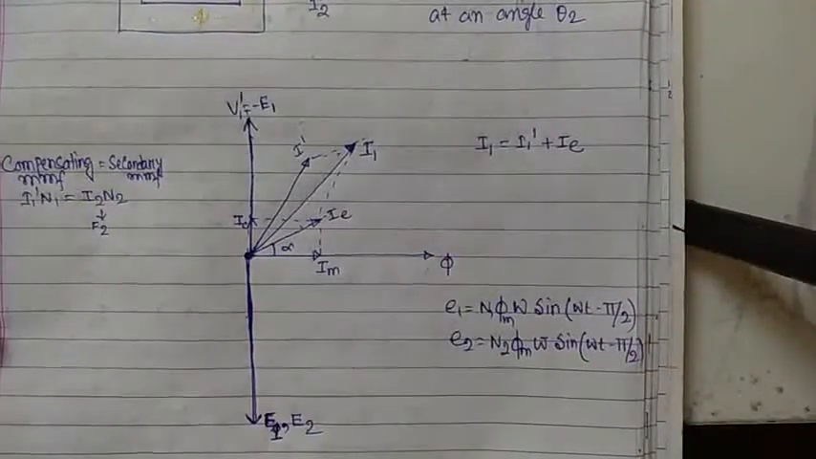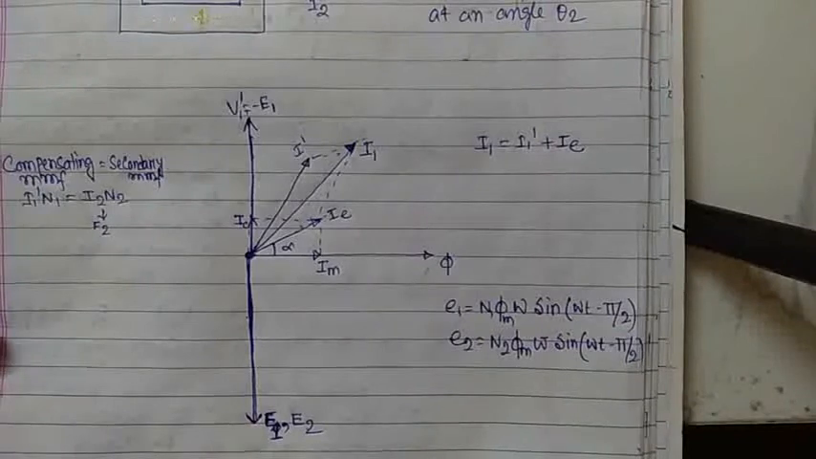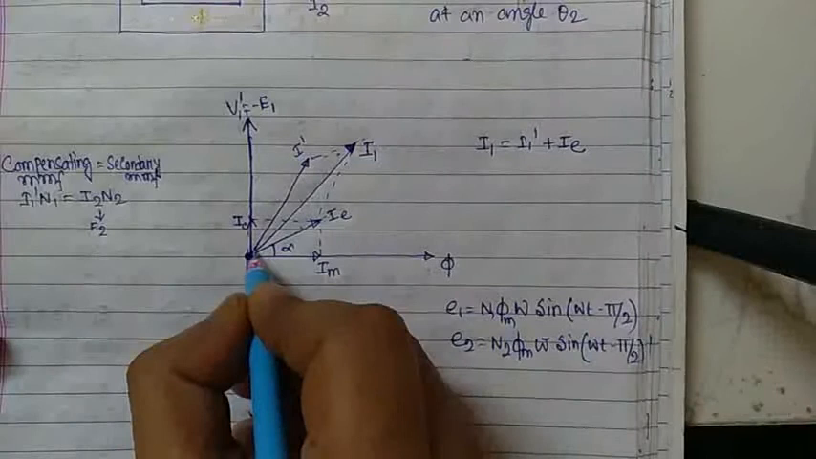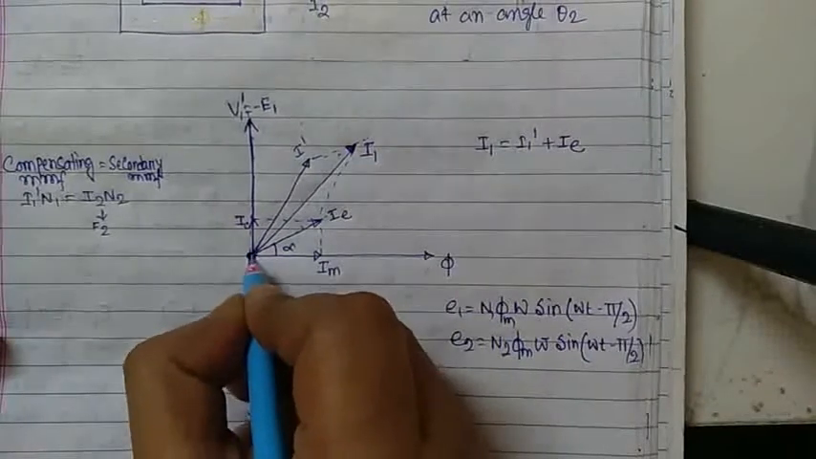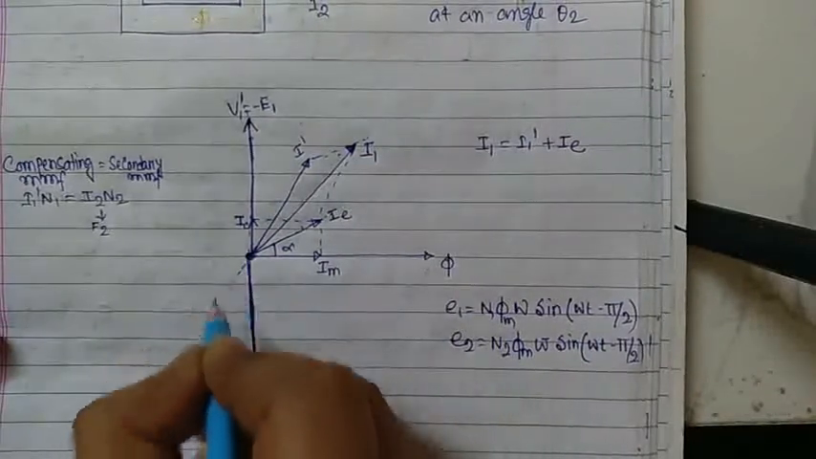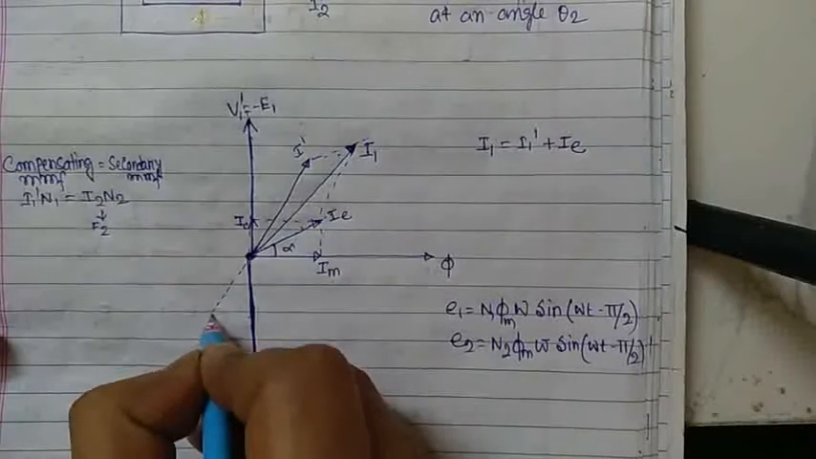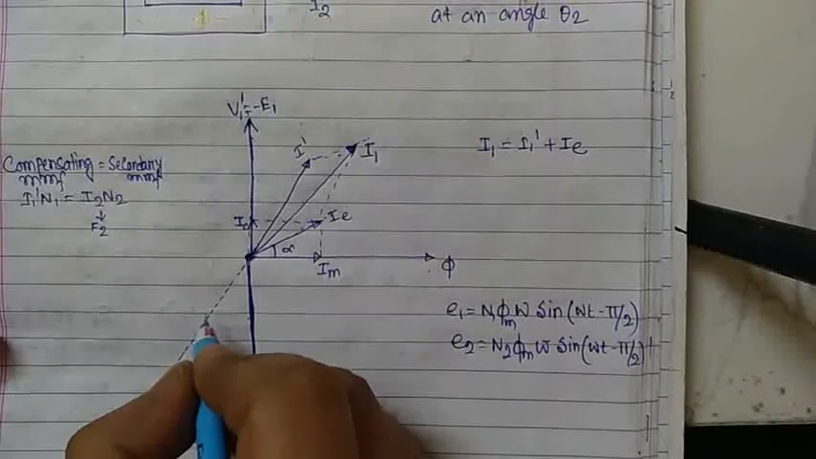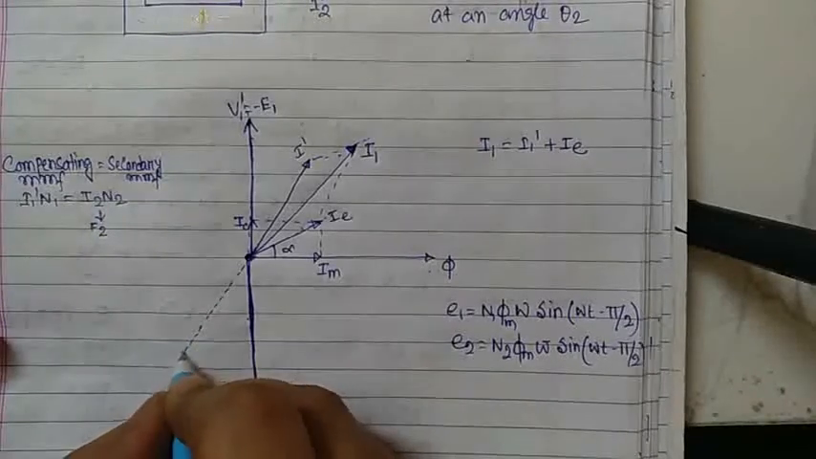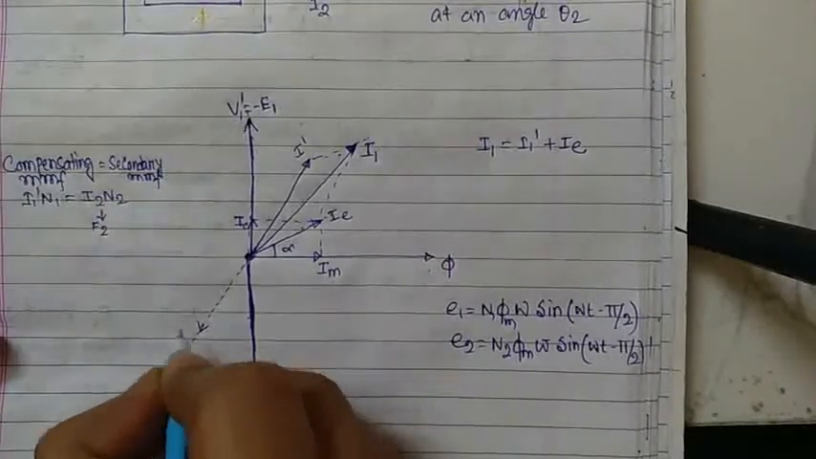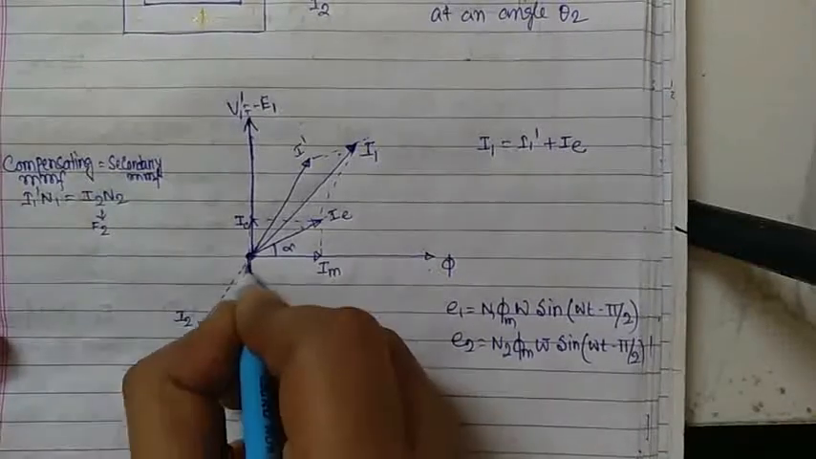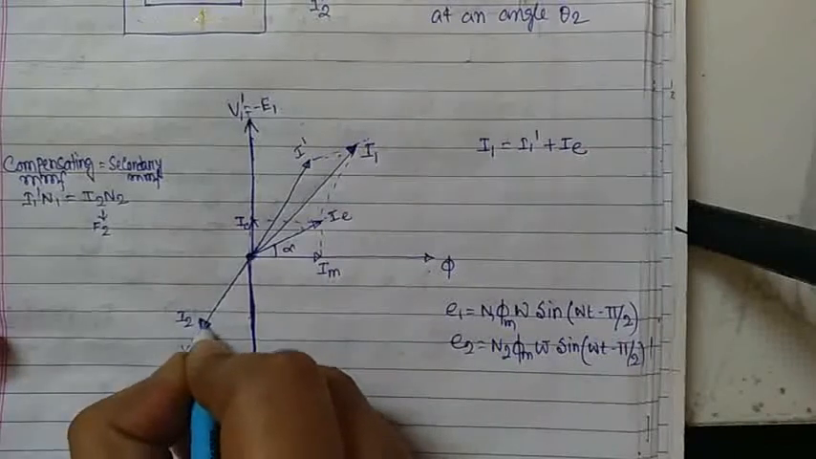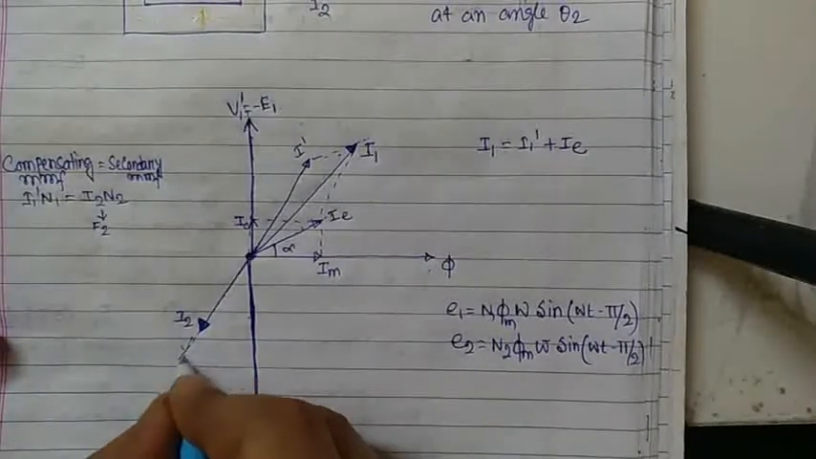Now the secondary current is just in phase opposition to I1 dash. So that is your I2, and F2 is in phase with I2.